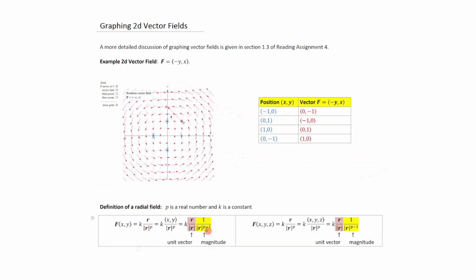For 3D, the expression looks identical except that you now have a z component, but more or less everything is still the same. You still need to understand how to take a magnitude. The magnitude in this case would be the square root of x squared plus y squared plus z squared.